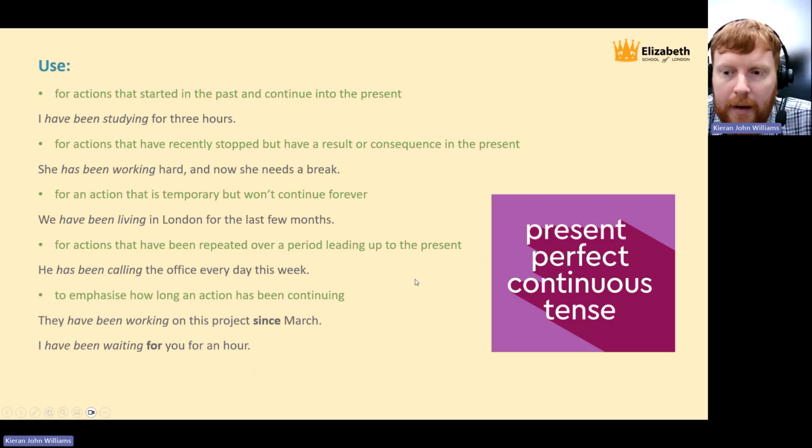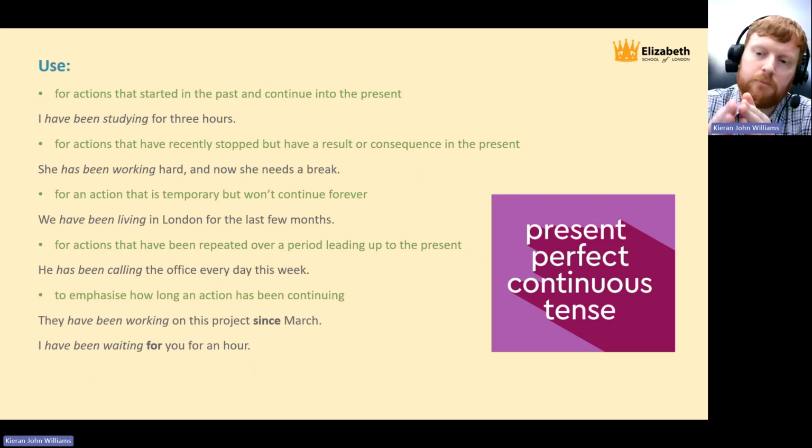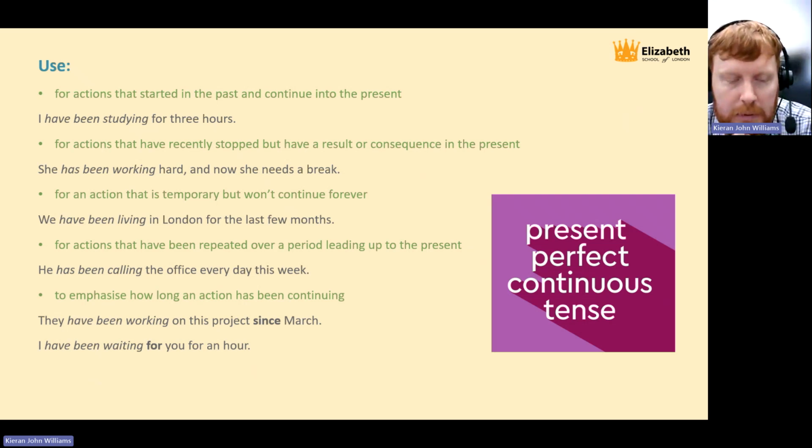Okay. And in opposition to present perfect simple, which was telling you how many times you did something or have done something more specifically, present perfect continuous talks about how long something has been continuing. So it is more about the duration. Okay. So they have been working on this project since March. Okay, that tells us how long. And I have been waiting for you for an hour. Okay, this tells us how long as well.